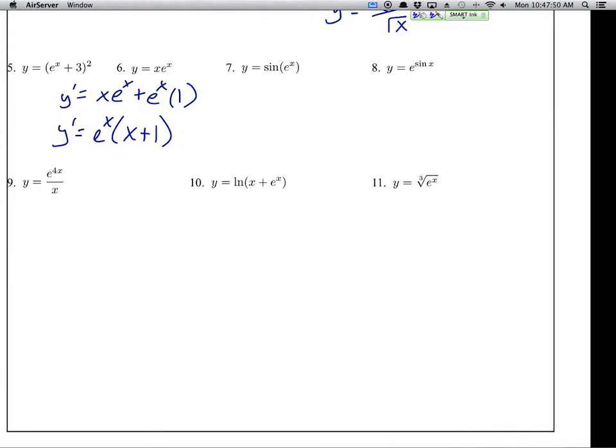Alright, Jasmine, number 7. Cosine e to the x times e to the x. Very good. Alright, Courtney, 8. Very good. E to the sine of x times cosine of x.